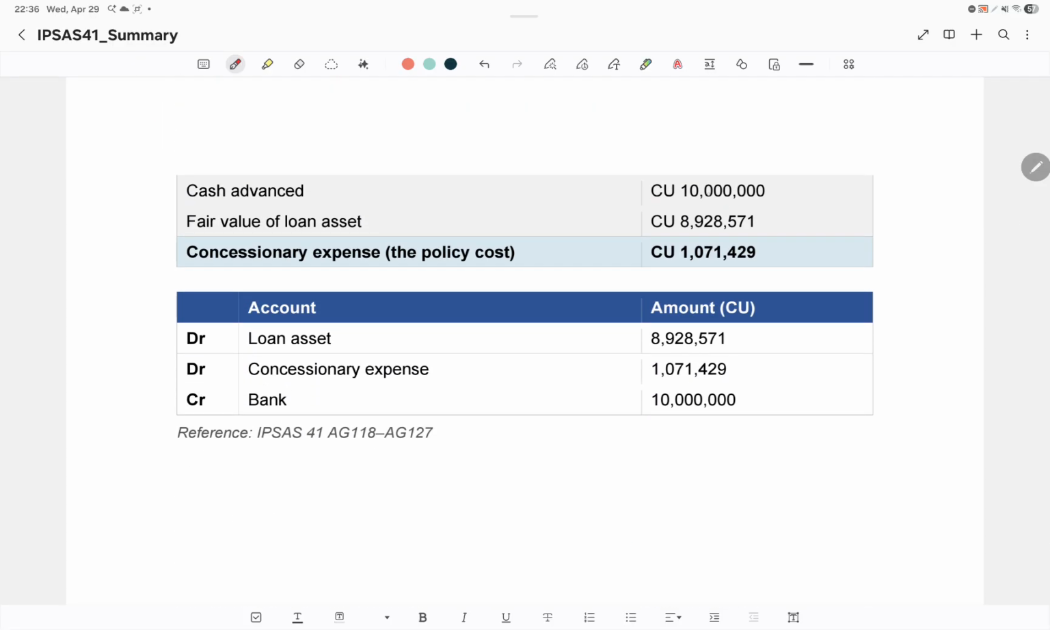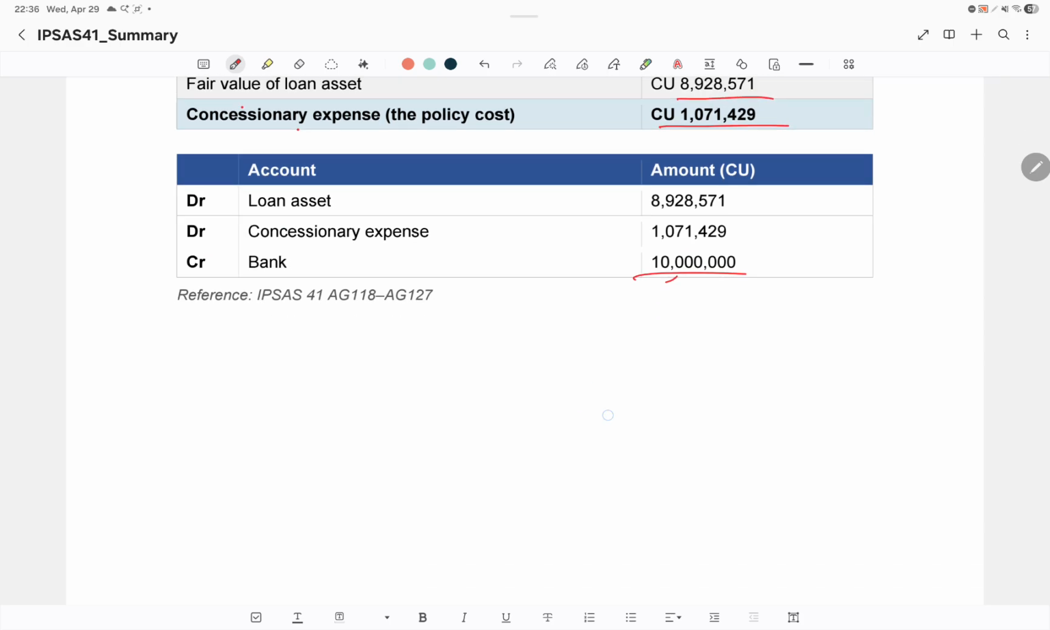Cash advance is 10 million. Fair value of the loan is this. Concessionary expense, that one we call concessionary expense. So debit loan asset, debit concessionary expense, and credit bank.